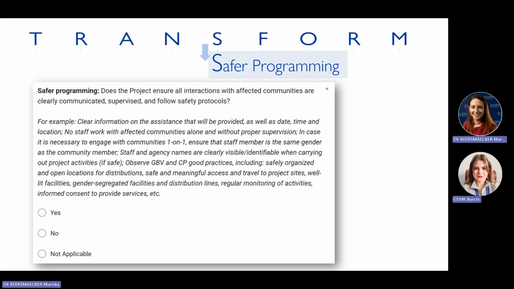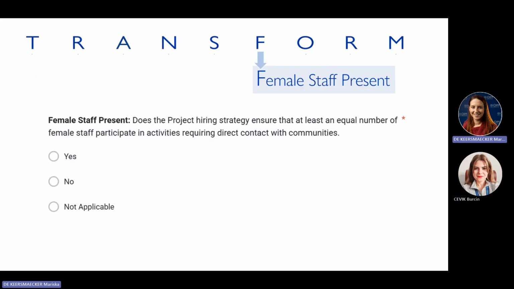Safer programming. This question is on the safer programming aspects. Is the project following safeguarding protocols? This component has many overlaps with GBV, child protection, and safeguarding standards and practices that also reduce risks. Is female staff present when there is direct contact with communities? This is a very basic standard measure that can have a strong impact on reducing risks for women and girls, who experience the highest risk related to safeguarding and sexual exploitation and abuse.